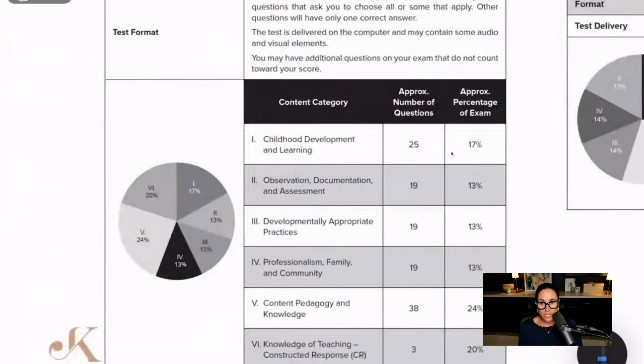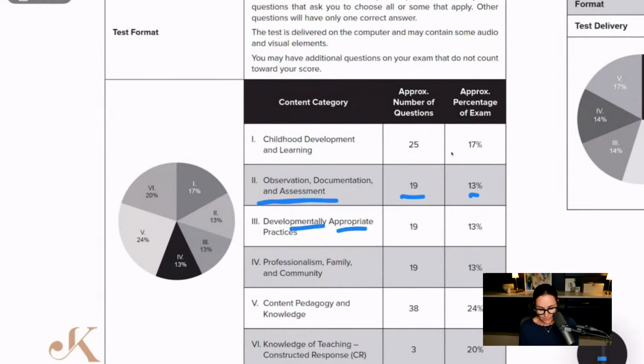Observation, documentation, and assessment. Very, very important. We are using assessment to make decisions on this exam. Data-driven decision-making. If you see anything about using assessment to make decisions, it's most likely the correct answer. 19 questions, it's 13% of the exam.